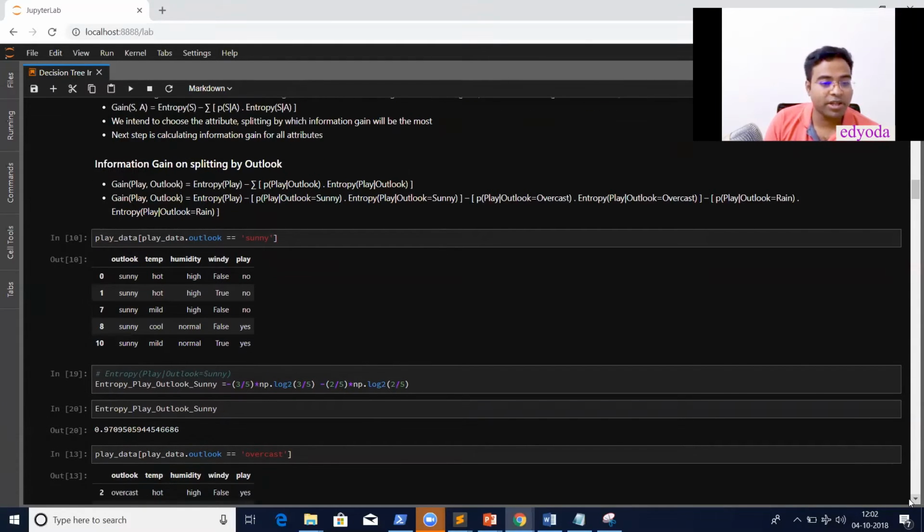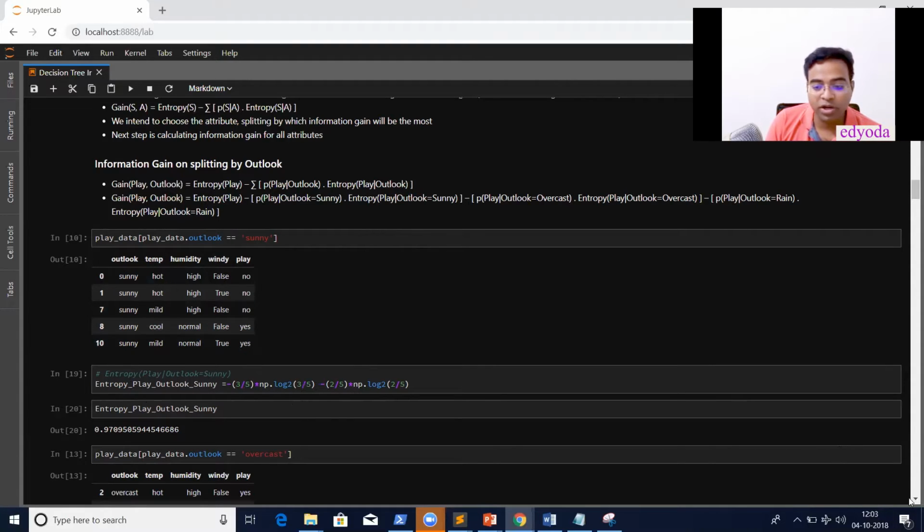First we have to get the data which is sunny, and that's what we did here. For this data set, we need to find the entropy of play when the outlook is sunny. Play is no for 3, so 3 by 5 times log 2 of 3 by 5, and yes is 2 by 5. So this is the entropy of play when the outlook is sunny.